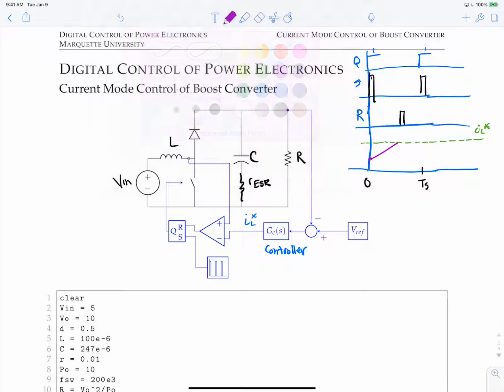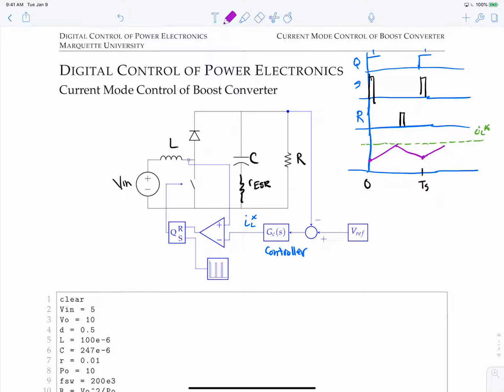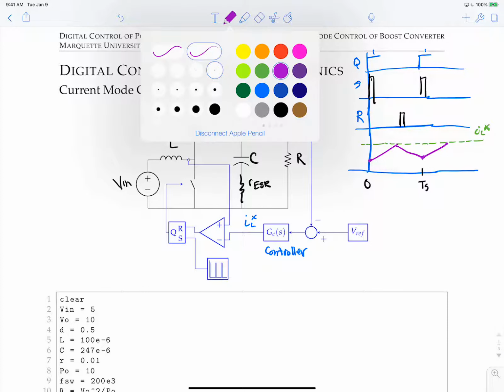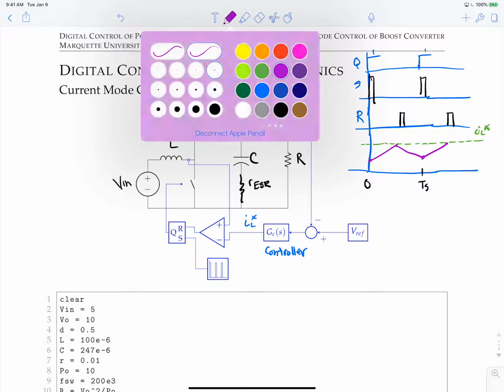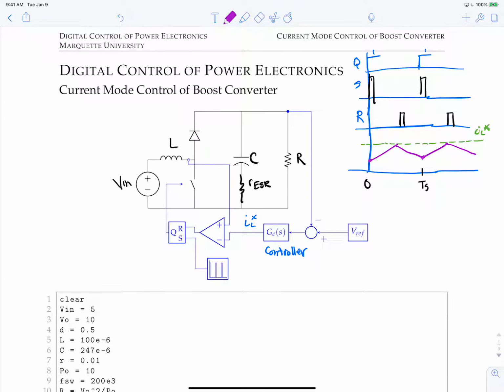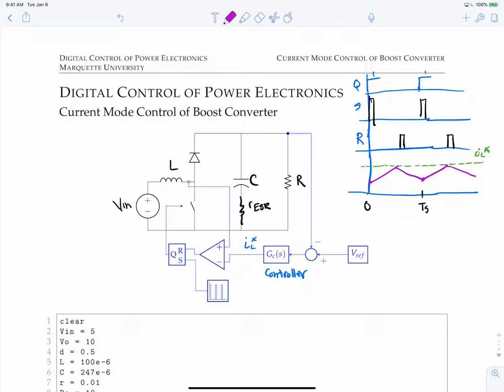When that happens, the switch will turn off, the inductor will connect to the output. Of course, the current will start ramping down. And this will then again complete a cycle and then start repeating. So the pulse generator will pulse a set and the switch will turn on until IL hits the actual commanded current, and we generate a reset signal, and the switch will turn off and the current will start ramping down again. And so this is the basic structure for the current mode control using a comparator, an SR latch, a pulse generator, and a controller.